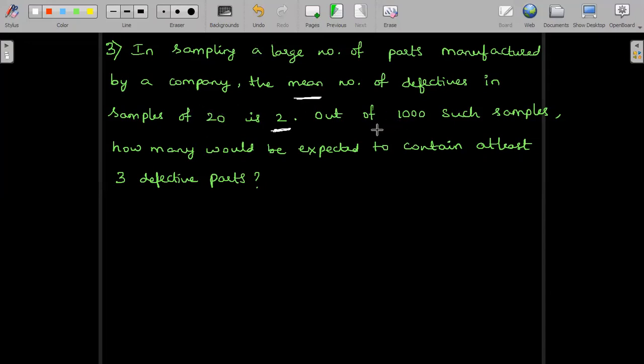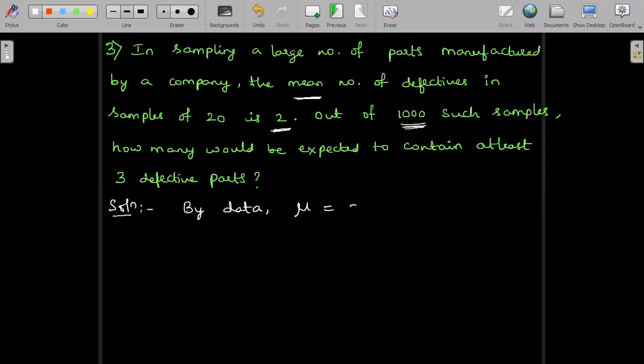And we need to find out how many would be expected to contain at least 3 defective parts. So only one case to discuss, which is at least 3. At least 3 means greater than or equal to 3. But we need to find that for 1,000 such samples. For 1,000 such samples, we are going to find out how many would be expected to contain at least 3 defective parts. So let's do the solution now. So by data we can write down mu is given for us.